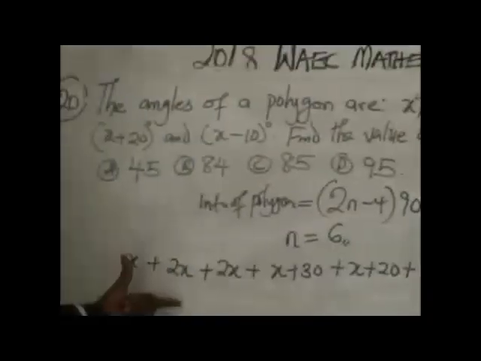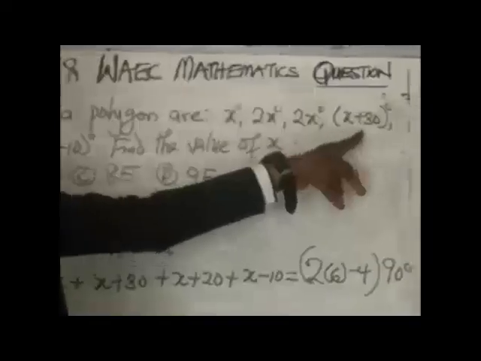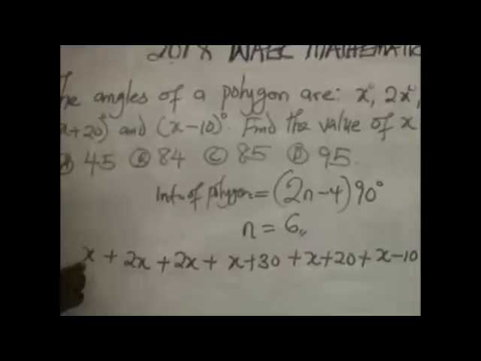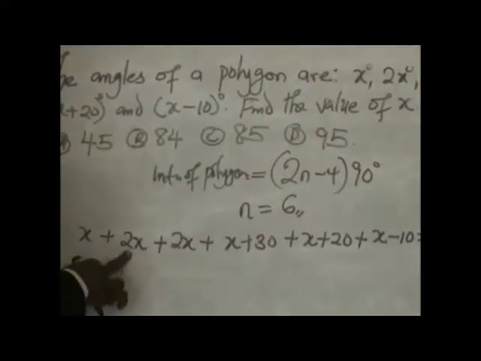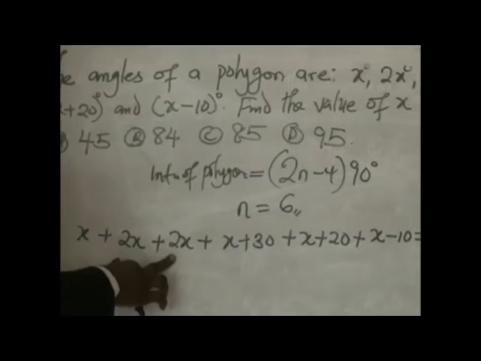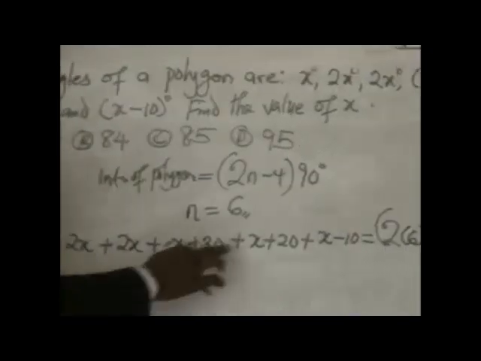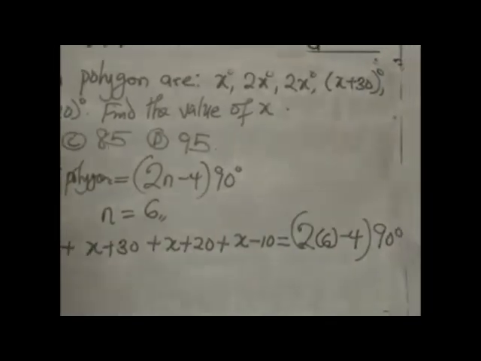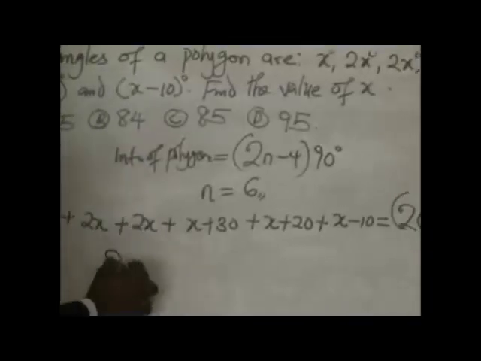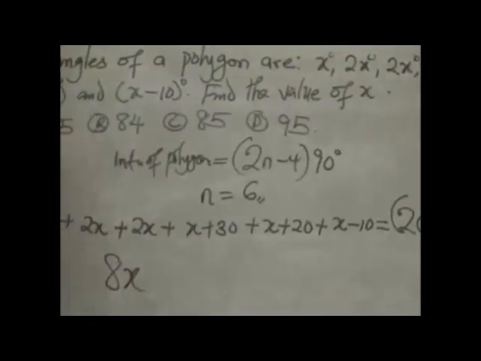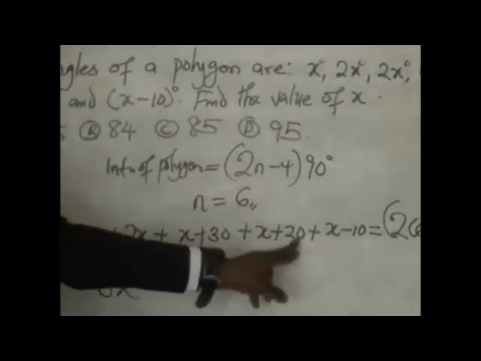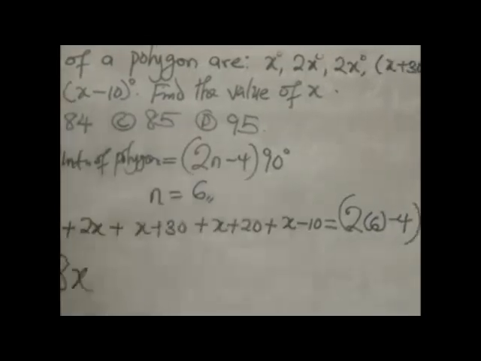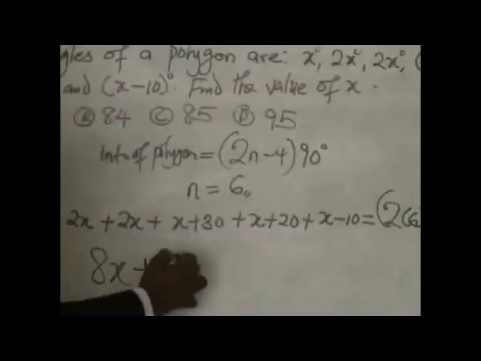Are you seeing it now? These angles are the respective angles as itemized in the question. So for us to continue, let's add up. This is x. x plus 2x gives 3x, plus 2x gives 5x, plus x gives 6x, plus x gives 7x, plus x gives 8x. So all the values of x give 8x. Then 30 plus 20 is 50, 50 minus 10 is 40. So this becomes plus 40.